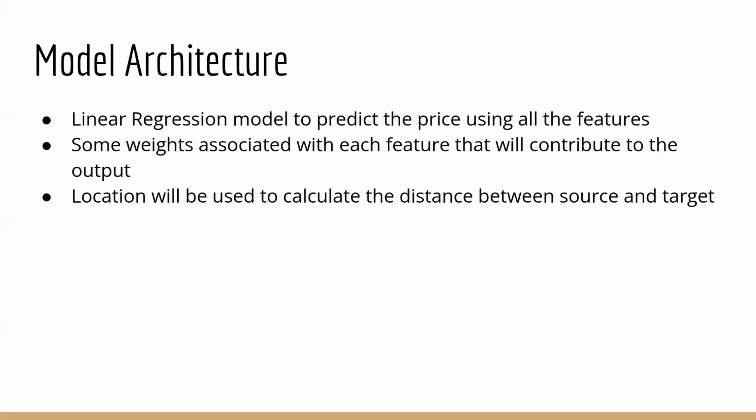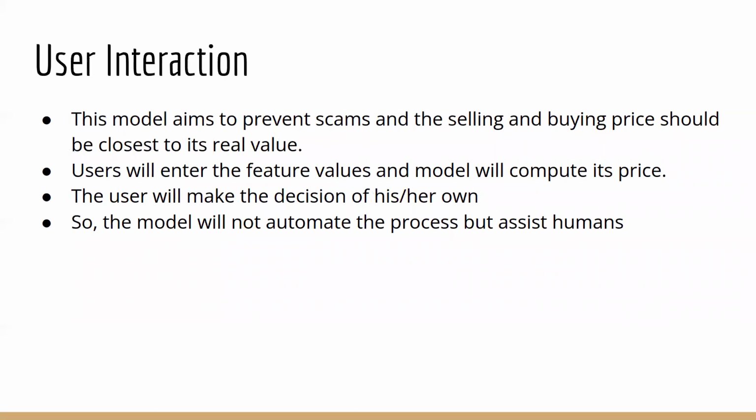So we have a model architecture that is a linear regression model to predict price using all of its features. Some weights are associated with each of the features that will contribute to the output. That's how the linear regression works. There's a location feature in the dataset. So the location will be used to calculate the distance between the source and the target, so between the buyer and the seller.